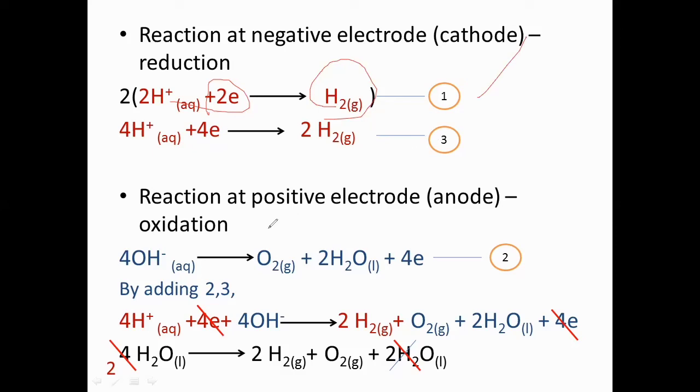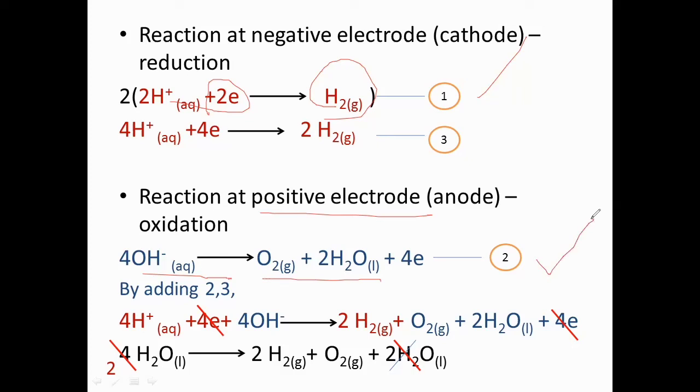And the reactions happening at the positive electrode: there are two negative ions, hydroxide ion as well as sulfate ion. These hydroxide ions have the higher tendency to get oxidized first. So these hydroxide ions lose the electrons and become water and oxygen. This one is the second half reaction.